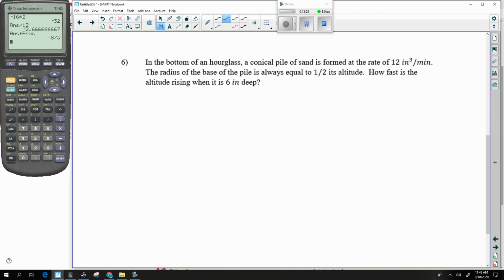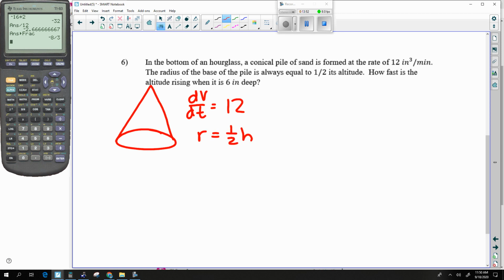We've got conical piles now. A conical pile of sand is formed at a rate, so that's a changing volume. dV/dt is positive 12. The volume is getting bigger. If the radius of the base is always 1/2 the altitude, so the radius is always 1/2 the height, how fast is the altitude rising? What is dh/dt when it is 6 inches deep?